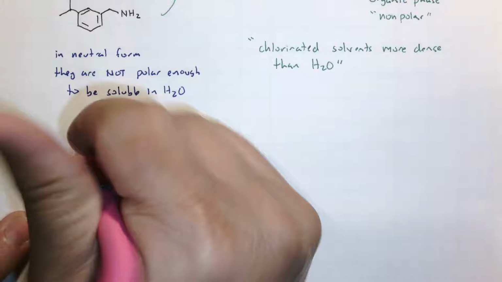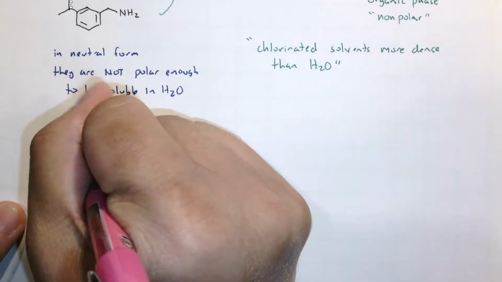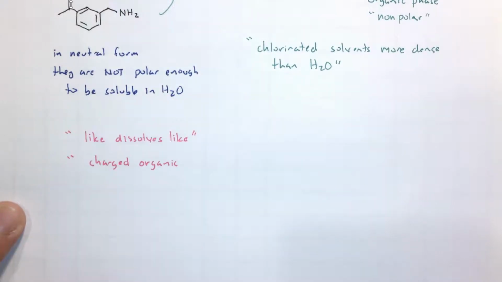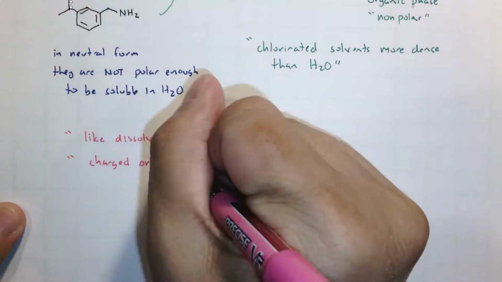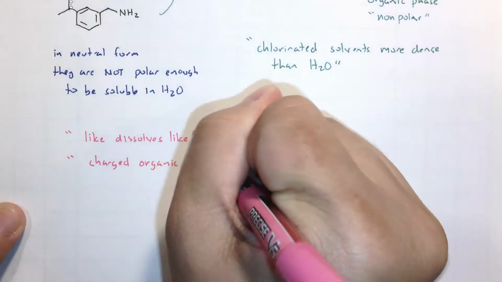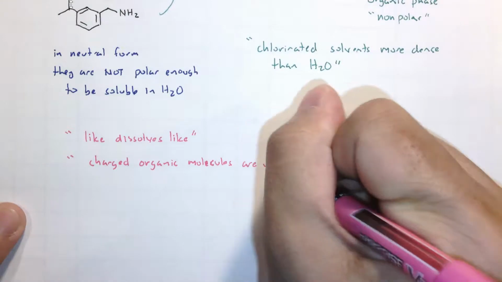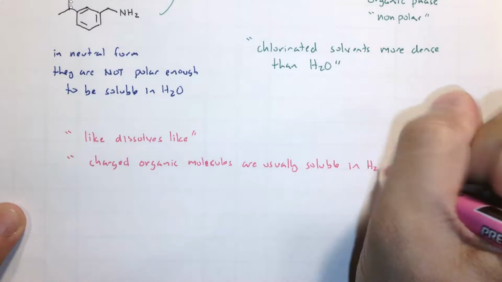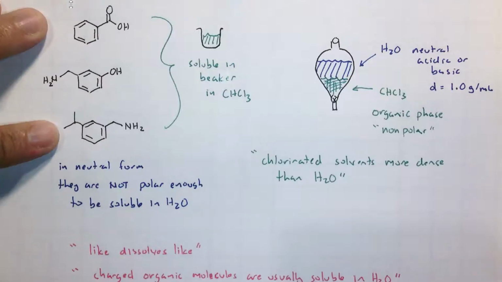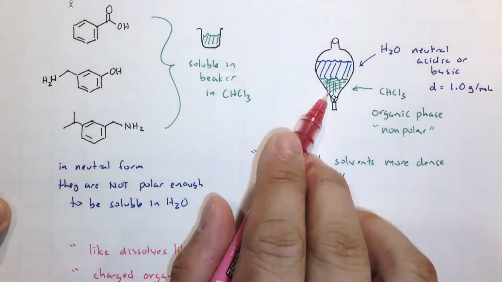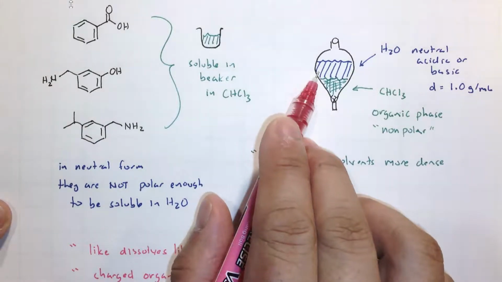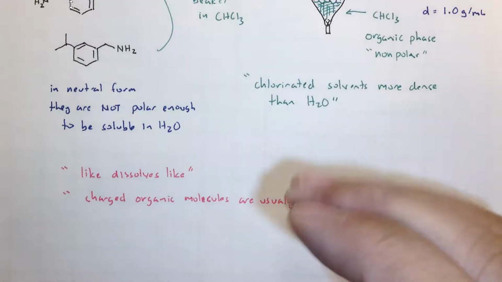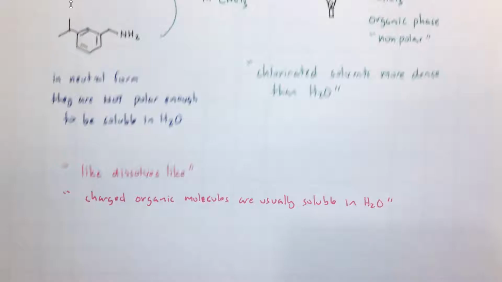Well, how about this? The next quote is charged organic molecules. It could be plus charged or minus charged. Charged organic molecules are usually soluble in water. Oh, if I can make any of those three charged, then I will transfer that molecule from the organic phase up into the aqueous phase. And the strategy is to get molecules into the aqueous phase one by one.